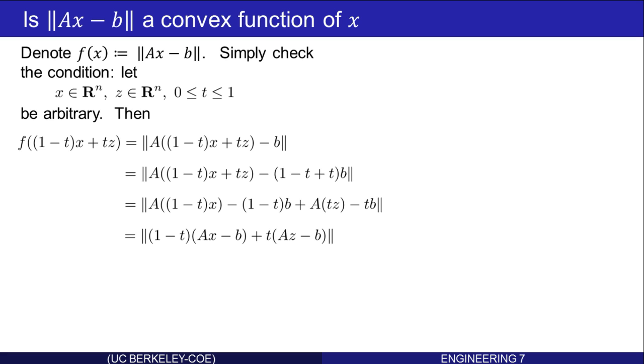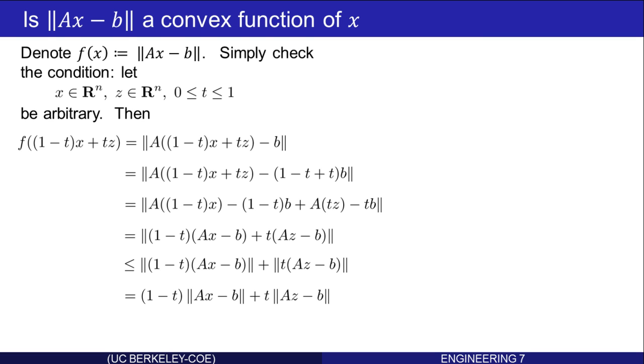Now apply the triangle inequality. Remember that the norm of the sum is always less than or equal to the sum of the norms. That gives us a less than or equal sign. Now we'd like to pull out the scalars 1 minus t and t. Normally that would involve an absolute value. When you pull a scalar out of a norm, it becomes the absolute value. But remember that t is between 0 and 1, so t is non-negative, and 1 minus t is non-negative. So when we extract those scalars from the norm, they already are non-negative numbers, and we don't have to put an absolute value there. Therefore, this is exactly equal to 1 minus t times the norm of Ax minus b plus t times the norm of Az minus b. And again, that works because t is between 0 and 1.